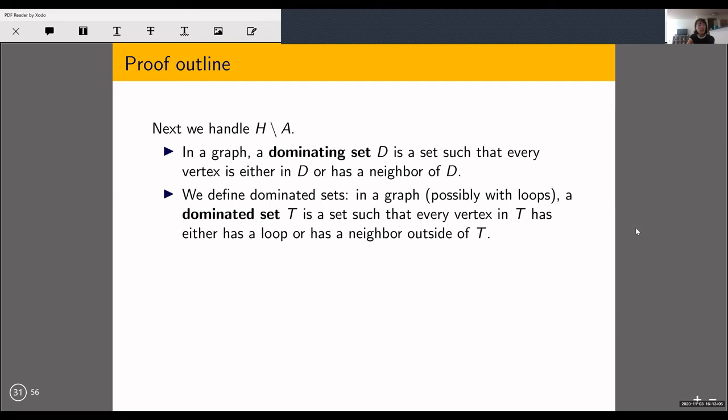So probably everyone knows dominating sets. A dominating set is a set of vertices such that every vertex is either in the set or has a neighbor in that set. And we say that this neighbor dominates the vertex. What we want to define is something called dominated sets. So this is still in graphs, but now we allow some loops on the vertices. So a dominated set is a set T such that every vertex inside this dominated set either has a neighbor outside of it, so it's dominated by something outside, or has a loop, in which case we say it dominates itself. So this is kind of like the opposite of a dominating set.